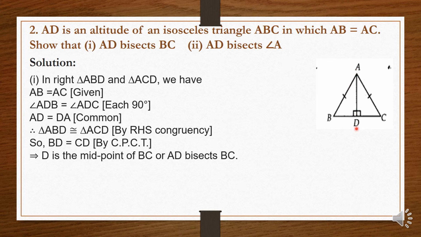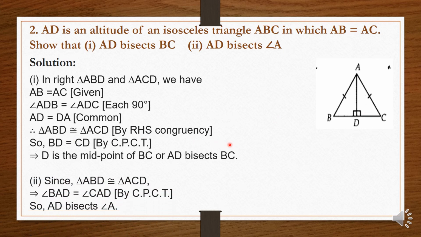For the second part, we have to show that AD bisects angle A. That is what we have to show. To prove that, we must show that angle BAD is equal to angle CAD. To do so, we should have proven that these two triangles are congruent. We already did it. Therefore, since triangle ABD is congruent to triangle ACD, by CPCT angle BAD equals angle CAD. So, as these two angles are equal, we can say AD is bisecting the total angle A.